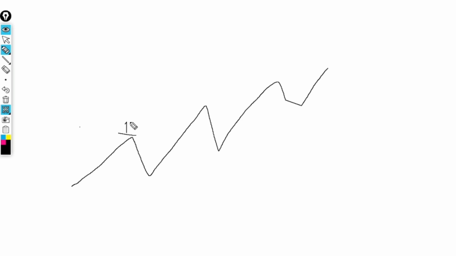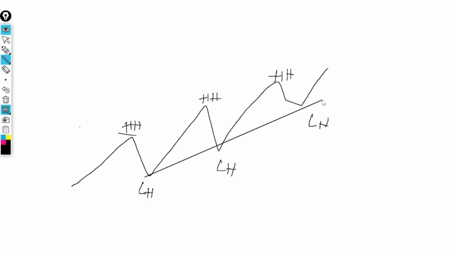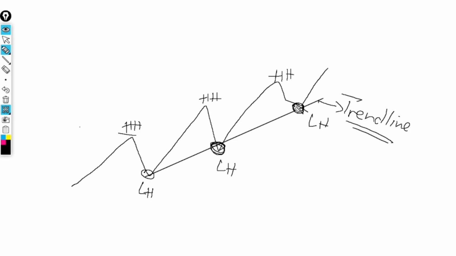So this is called a higher high. As I said, this is called a higher high. This is called a lower high, and lower high. So if we can get a line that connects this point and this point and this point, of course my drawing is not right, but if we can connect this point and this point and this point with a diagonal line that looks like this, this line is called a trend line. This line can help us to know the levels of support and resistance.